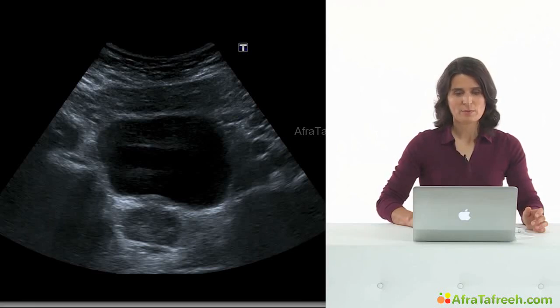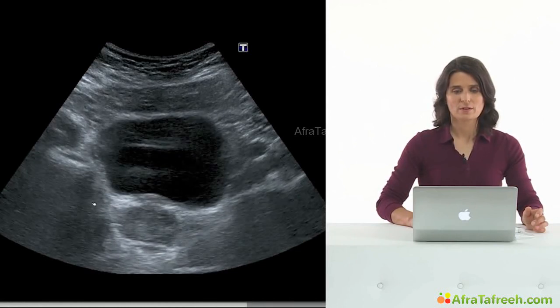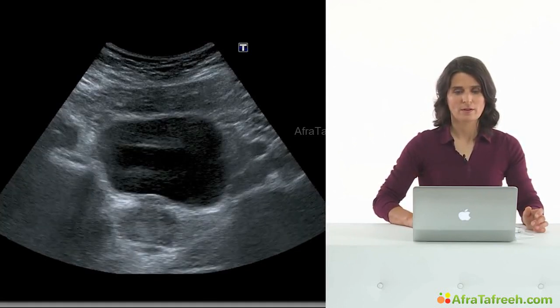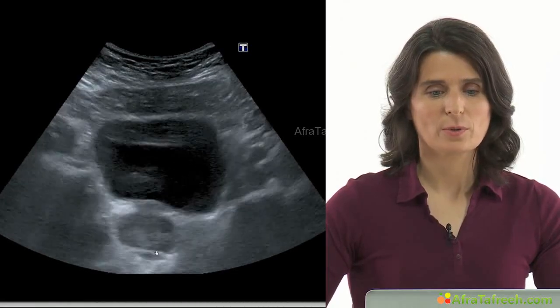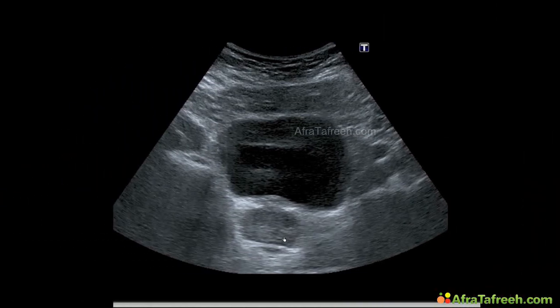Now we got a video clip of a transverse scan of the prostate. Again, the urinary bladder over here. And when we move our transducer caudally, we can depict the prostate over here with a smooth round capsule, homogeneous organ over here, a perfectly healthy prostate.